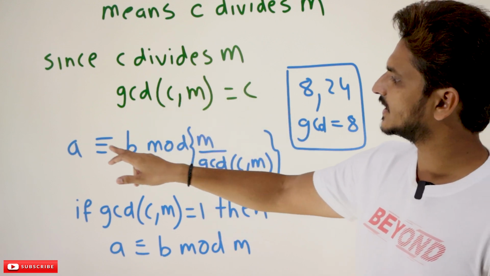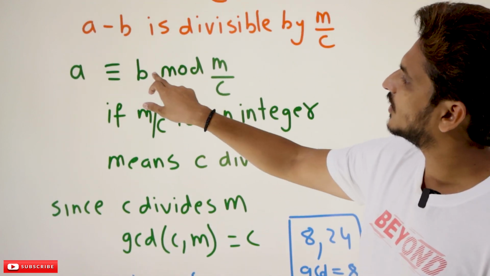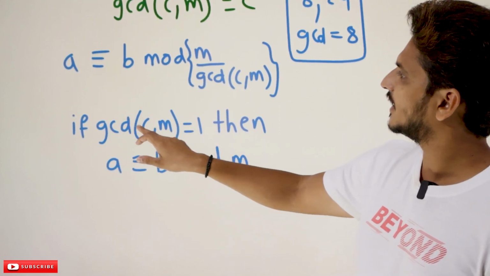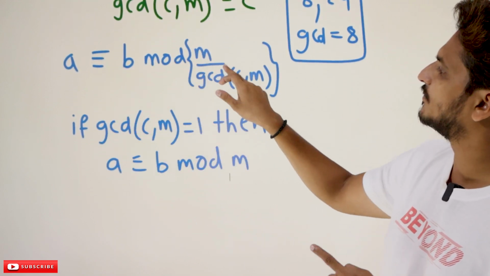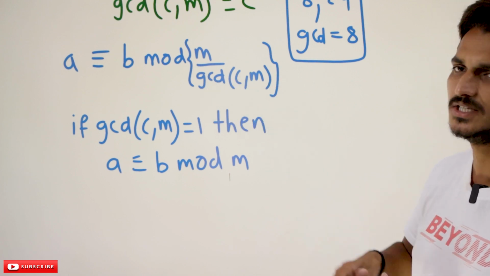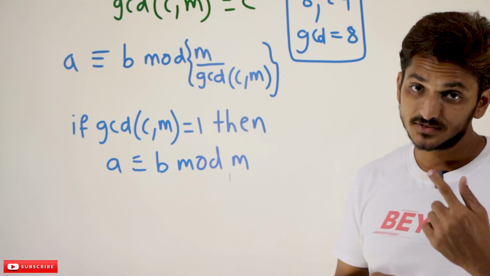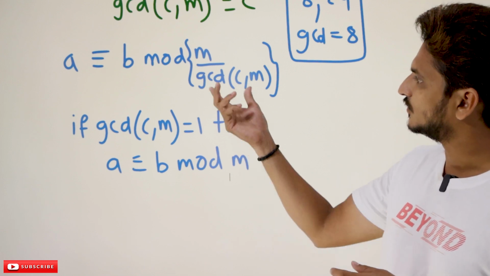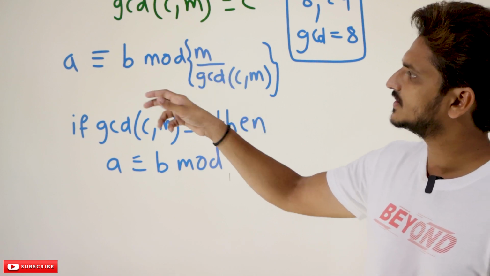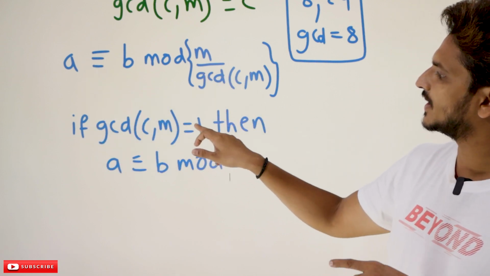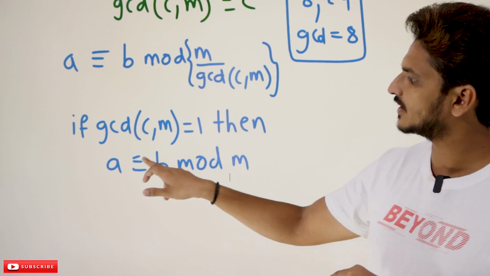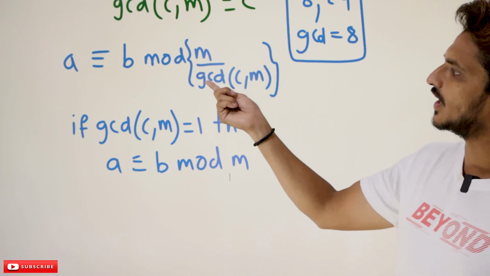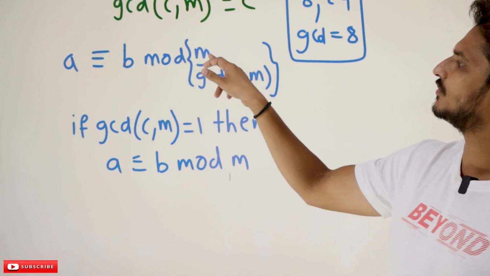Now we are going to write it as A congruent to B modulus M by C. This can be written as A congruent to B modulus M by, in place of C, we are writing GCD of C comma M, if C divides M. So this is what we got. So from this, if GCD of C comma M is equal to 1, then we can write it as A congruent to B modulus M. If this denominator is 1, then we can say A congruent to B modulus M.